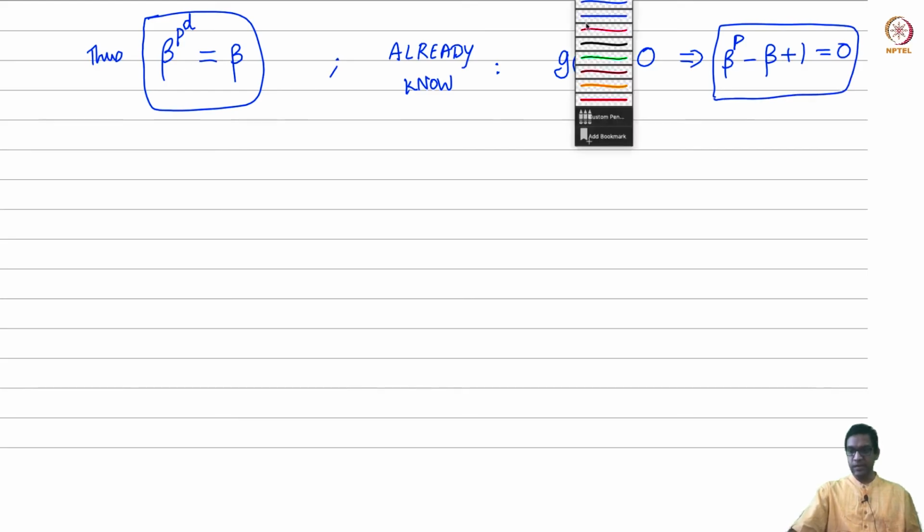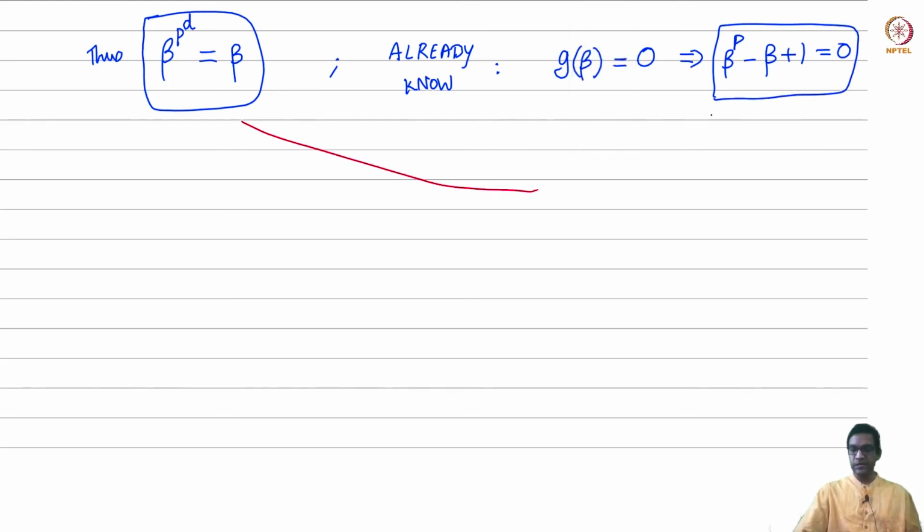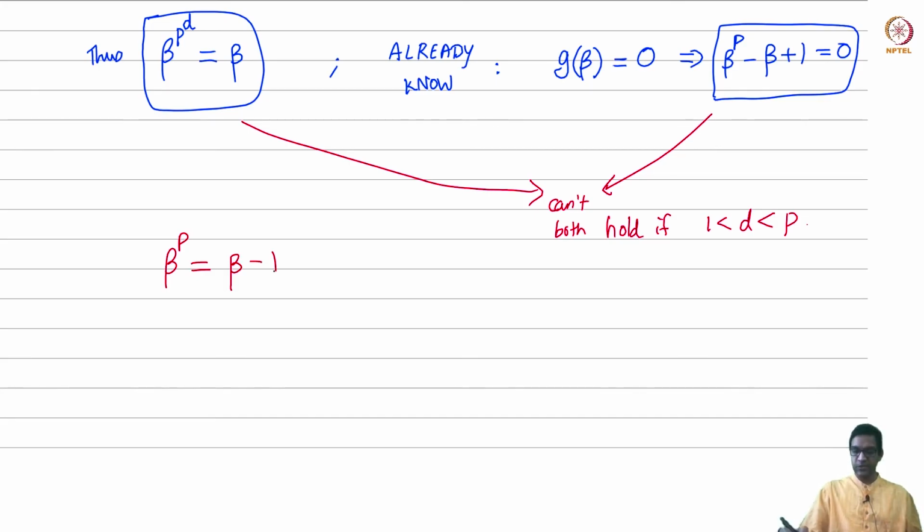Now our claim is that these two equations can't be simultaneously satisfied for d a number strictly between 1 and p. So these can't both hold if d is a number between 1 and p. Why is that? Let's prove this. There are probably many different ways of going about the proof, but let me start with the second equation here. So I know that beta power p is beta minus 1.